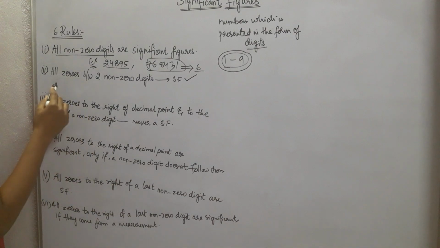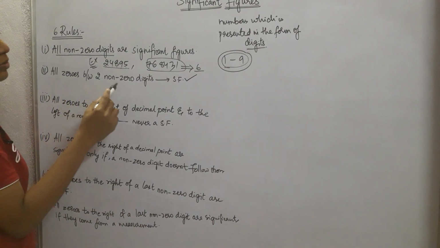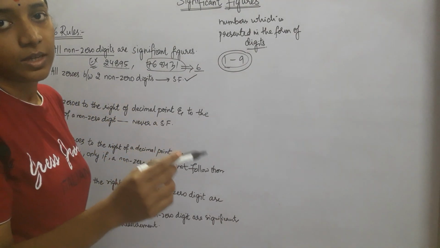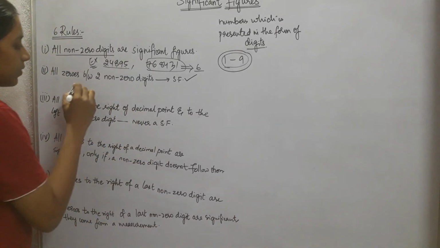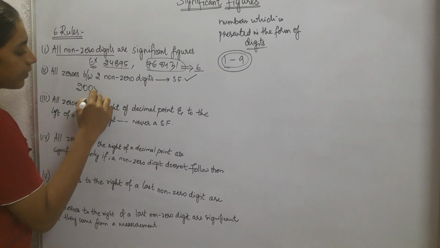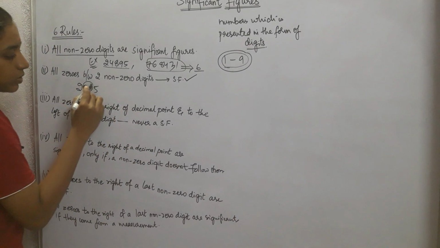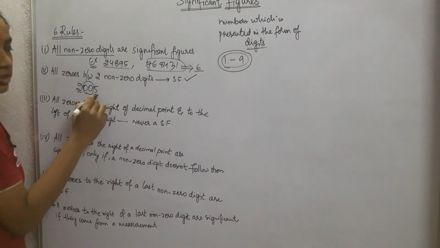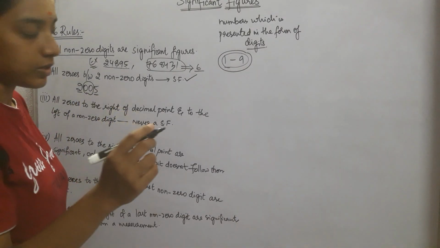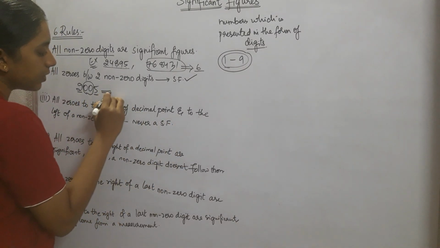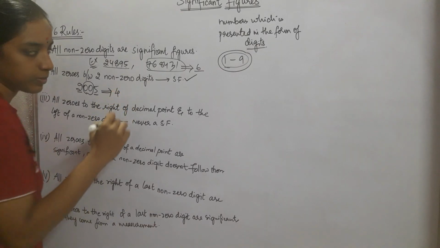Now the second rule states that all zeros between two non-zero digits are considered significant figures. If we take 2005, these two zeros present between two non-zero digits are considered significant figures. So the total number of significant figures in 2005 is 4.